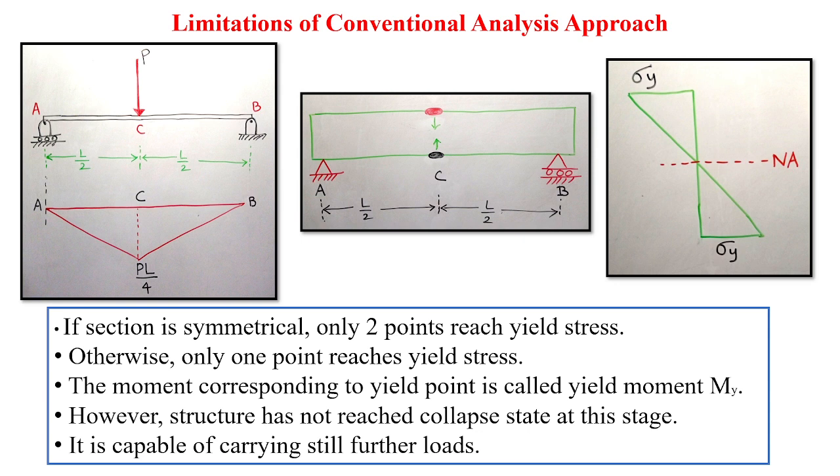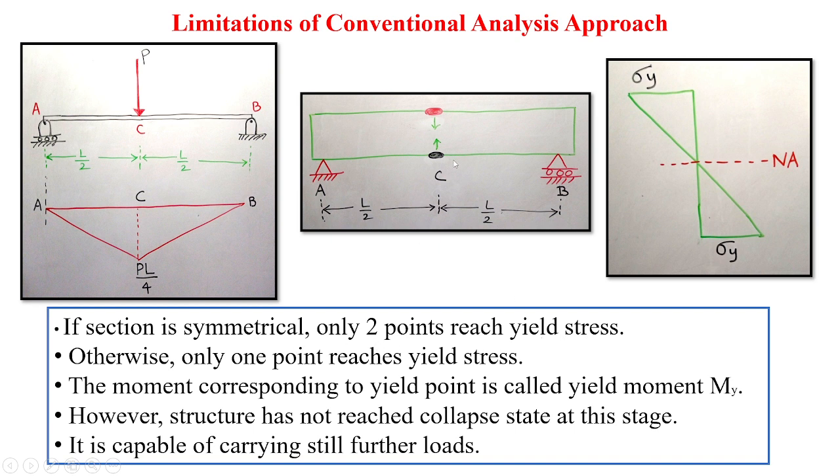Now what are the limitations of the conventional analysis approach? Here I have shown a simply supported beam AB of length L, where a symmetrical load P is applied at the center, and this diagram shows the bending moment diagram. Obviously the maximum bending moment will occur at the center, which is PL by 4, that is load into span by 4. So if the section is symmetrical, there are only 2 points which reach the yield stress.